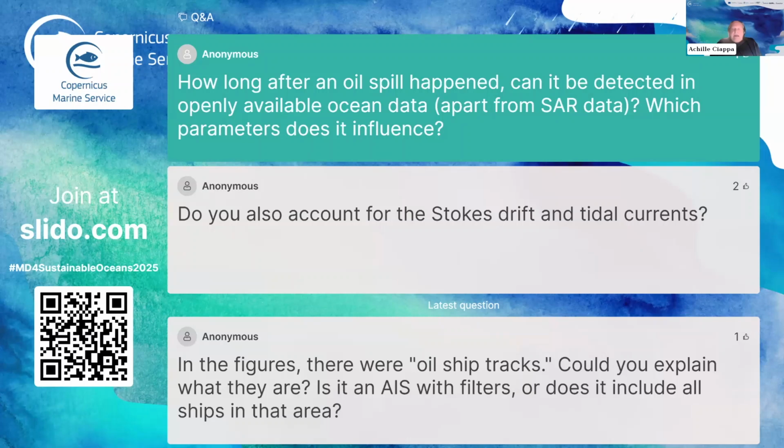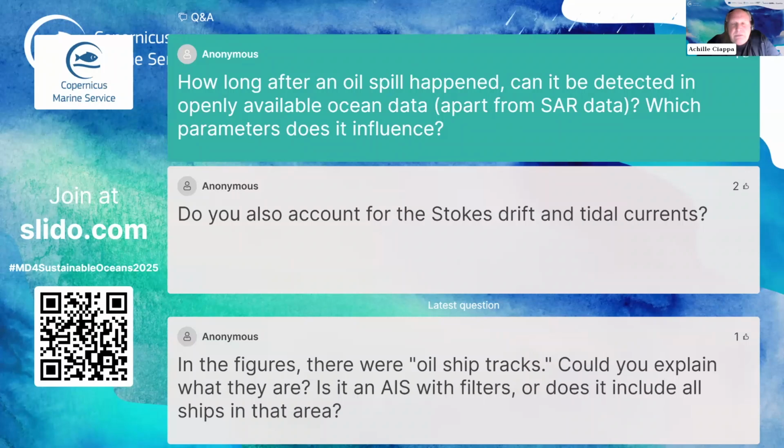SAR, radar data are the best tool. Obviously, satellites provide monitoring of large areas. So this is the reason. Also, SAR data satellites are not affected by clouds, are not obscured by clouds. So this is another reason.